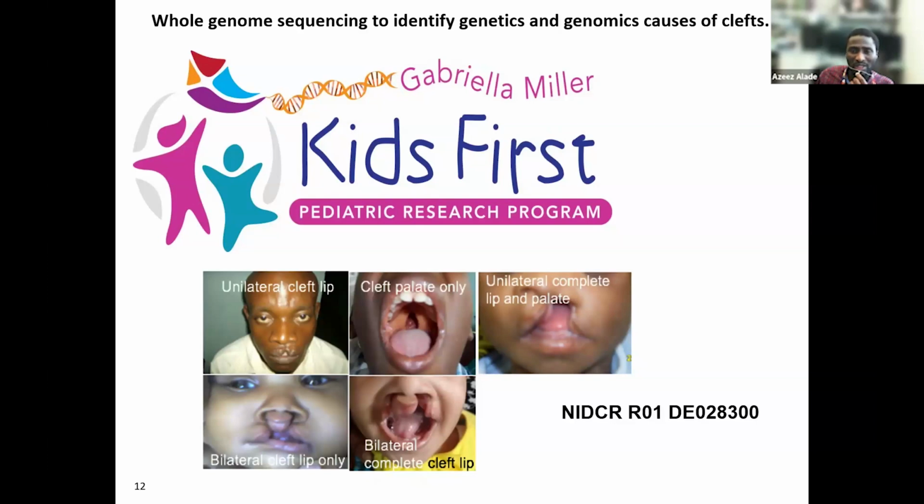To do this, we leveraged another collaboration, a collaboration through the Gabriella Miller Kids First program. We submitted part of the African sample, to be specific, 130 trios, to this particular effort. The question we are asking is, we know that most orofacial clefts occur sporadically. I'm talking about the non-syndromic cases now. Most times the parents are not affected, but the child is affected. So if they occur sporadically, then there must be a role for de novo variation.